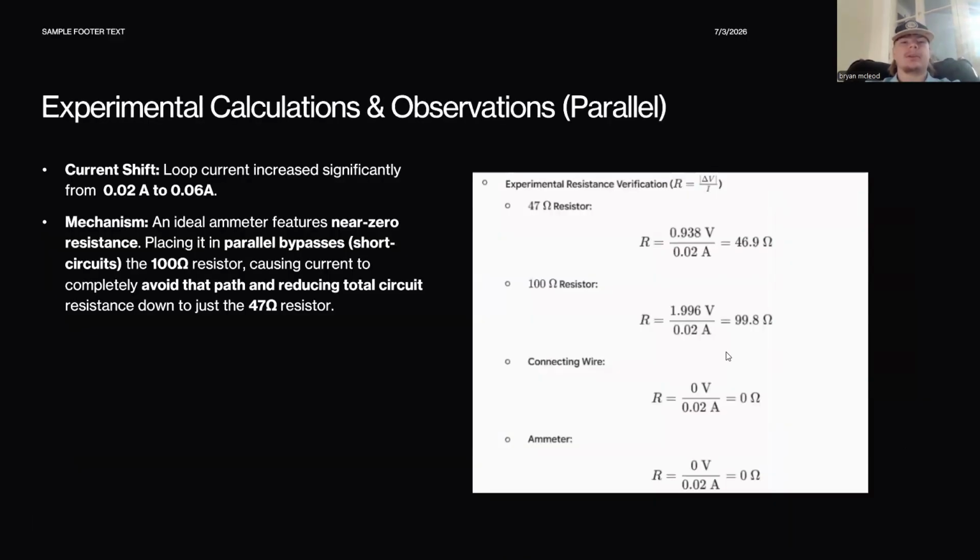So our experimental calculations and observations in our parallel circuit. The current shift: loop current increases significantly from 0.2 amps to 0.6 amps. The mechanism: an ideal ammeter features near zero resistance. Placing it in parallel bypasses, short circuits, the 100 ohm resistor, causing the current to completely avoid that path and reducing total circuit resistance down to just the 47 ohm resistor. So these are our calculations over here.